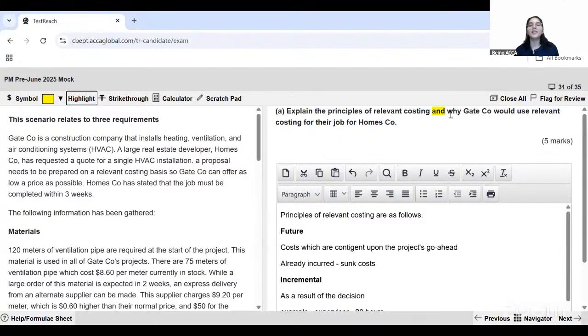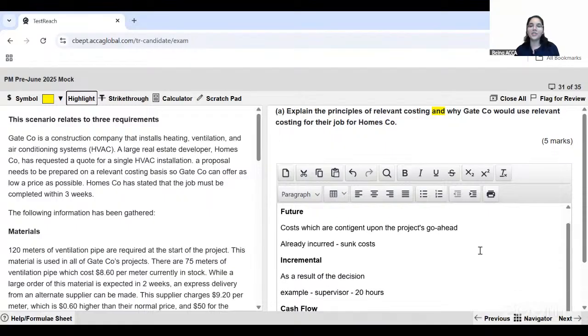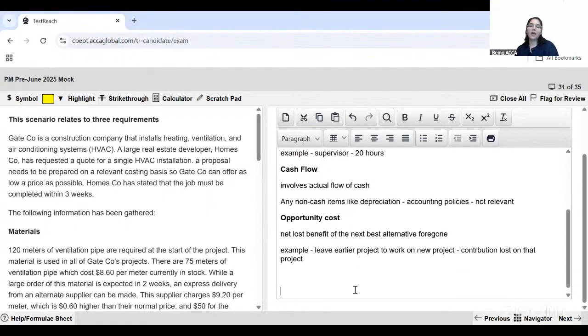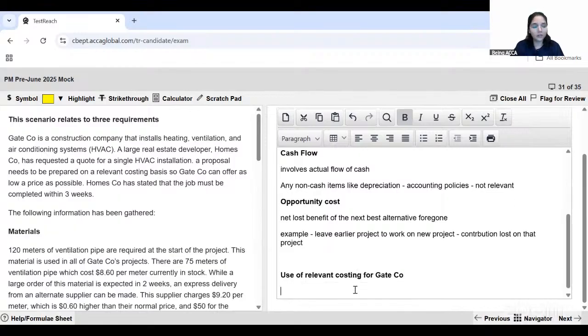What's the extra thing here? They want you to tell why a gate company should be using relevant costing. So here you are going to put in another subheader and you will say use of relevant costing for gate company. Now, why is it going to be useful for gate company? You're going to talk about that. Relevant costing is essentially useful when there are two conditions. Relevant costing is useful in short-term decisions as well as one-off decisions.